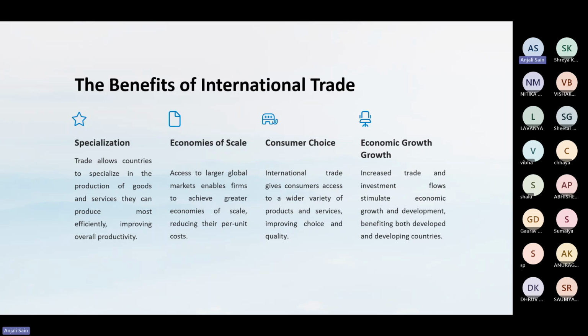Then last comes economic growth. Increased trade and investment flows stimulate economic growth and development, benefiting both developed and developing countries. If I'm doing trade in foreign countries, usse kya ho raha hai? I'm catering to the international markets. Capital is moving from country to country, which helps in economic growth and development.